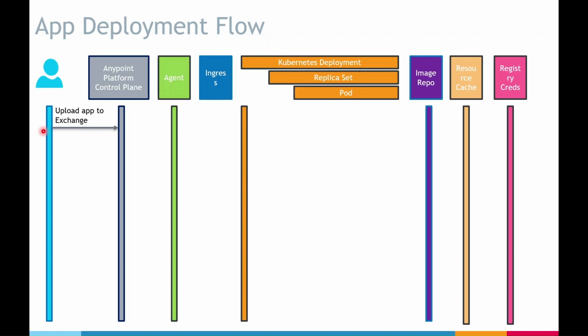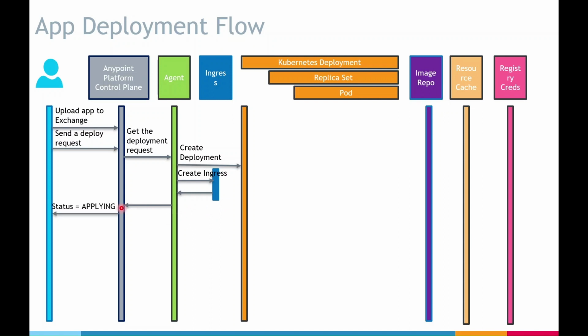Alright, once the jar is uploaded to Exchange, the Runtime Manager sends a request to deploy the application. The Anypoint Platform Control Plane, upon receipt of this request, pushes a message to the queue to which the Runtime Fabric agent is listening. Once the agent gets the message, it creates a Kubernetes deployment file and sends it to the Kube API server for further processing. Simultaneously, the agent will also create ingress resources for the app for external access. Once these steps are completed, a message will be sent back to the user via Anypoint Platform Control Plane with status as applying. Now note that if there is no ingress configured, the ingress step won't be executed.